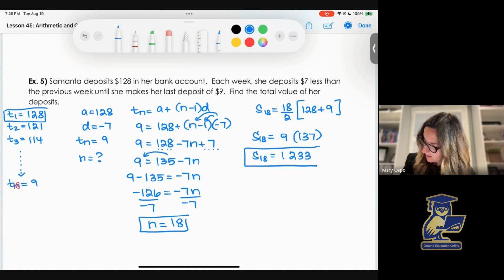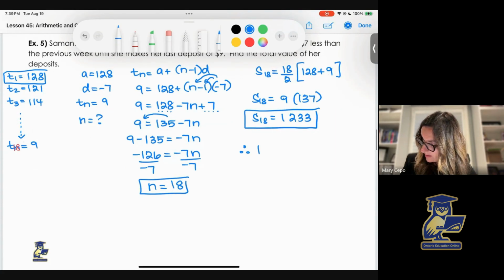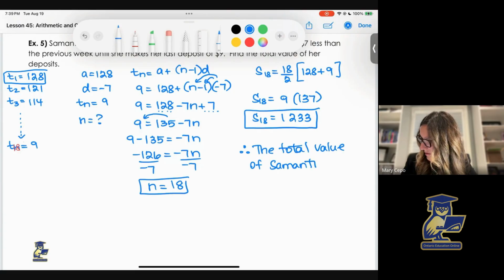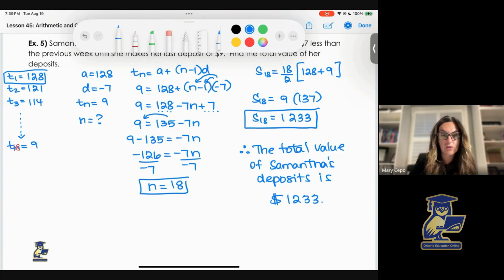So S18 is equal to 9 times 137, which is 1,233. Again, it is a word problem, so we want a proper therefore statement. So find the total value of our deposits. Therefore, the total value of Samantha's deposits is $1,233. Notice the dollar sign is up front.